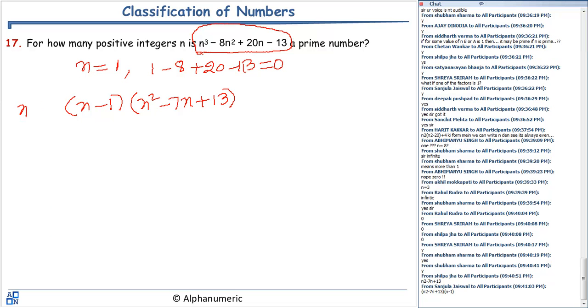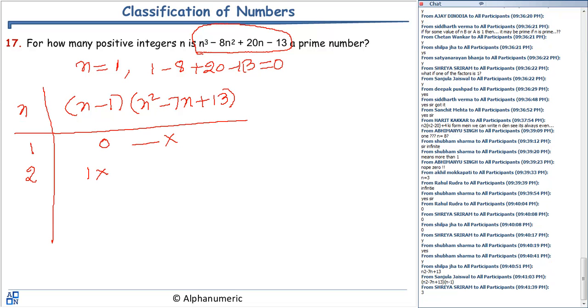If I substitute positive integers, put n equal to 1, at n equal to 1, I'll get 0. Now substitute n equal to 2, then I'll get 1 into. If you substitute n equal to 2, can anyone tell me its value on solving this? 1 into what? That's right, Shreya. 1 into 3. Now 1 into 3 is a prime number. So this is satisfying here.